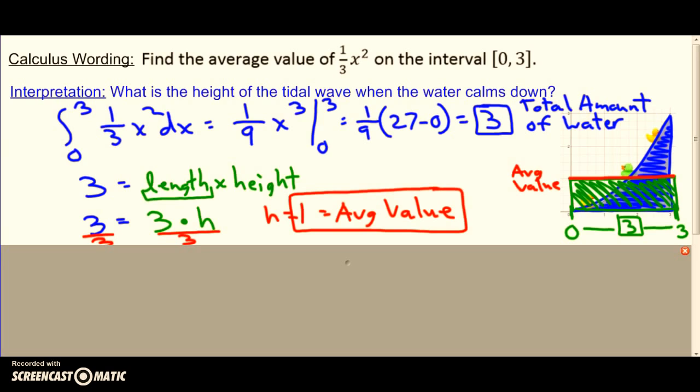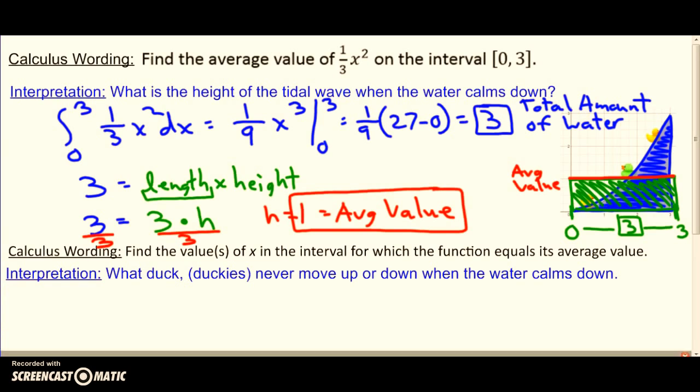An extension question would be: find the values of x in the interval for which the function equals its average value. This question is saying what duck or duckies, it can be multiple, never move up or down when the water calms down. I'm looking for the green duck. Where is that green duck?